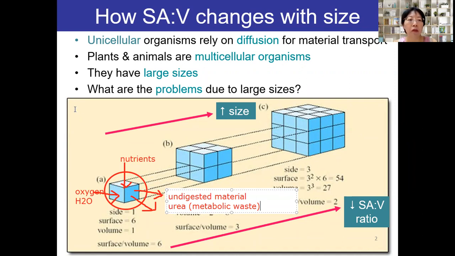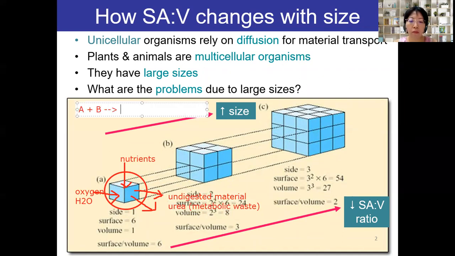Remember, metabolism is always represented by A plus B to form C plus D, which is considered a metabolic reaction. All metabolisms in the body are represented by this kind of chemical equation. The moment there are some products that your body does not need anymore, those metabolic products are considered metabolic waste, for example CO2 from respiration.